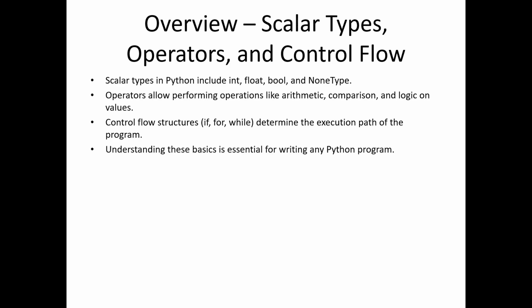Operators, on the other hand, allow us to perform actions such as arithmetic, comparison, and logical operations on values. Control flow structures decide how and when different parts of the code are executed. The key ones are if, for, and while. Understanding these concepts is foundational for writing any kind of Python program. So, let's go into the details.